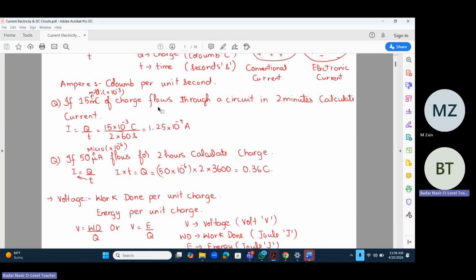If 15 millicoulomb of charge flows through a circuit in 2 minutes, we have to calculate the current. So charge is given in millicoulomb. For milli, we multiply it with 10 to the power of -3, substitute the values in the formula, and you can calculate the value of the current. ठीक है? Then we have another question. If 50 microampere flows for 2 hours, we have to convert the time from hours to seconds.